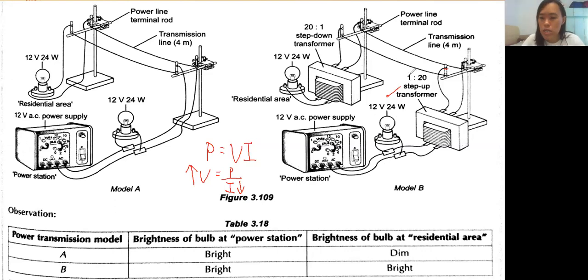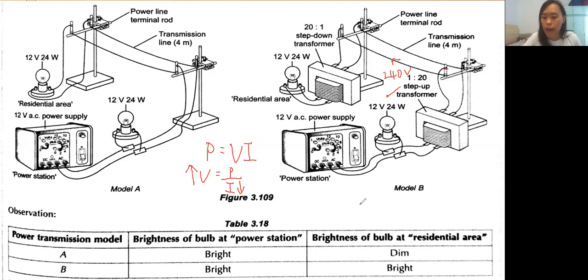So you see here, this one is 1 to 12, which means that the 12 volt has increased into, if I'm not wrong, please wait a while. Okay, so now it's 1 to 20, so 20 times 12. Which means that here, the transmission voltage will be 240 volt.